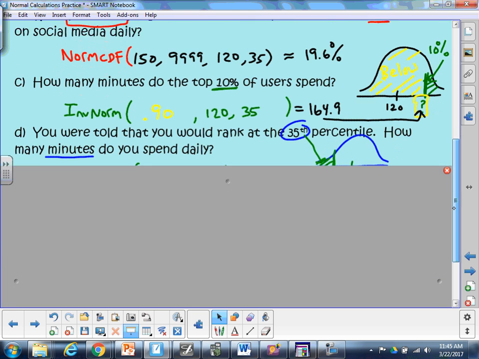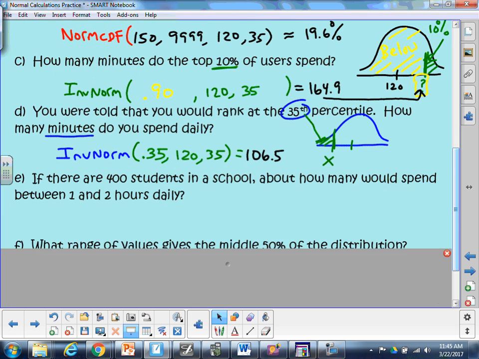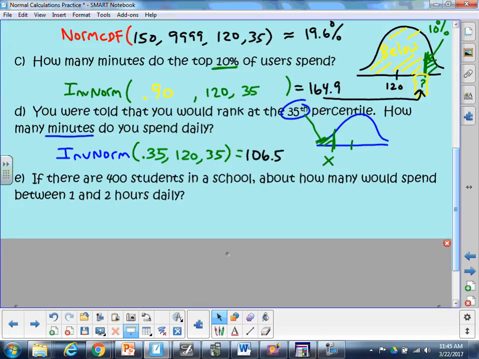All right, so part E. If there are 400 students in the school, about how many would spend between 1 and 2 hours? Okay, so they did not give us a percentage here. We're not using inverse norm. They actually gave me units that are similar to what the actual raw numbers are, which are amount of time. In this case, they gave us hours, but we can convert those. I know 1 hour is 60 minutes, 2 hours is 120 minutes.